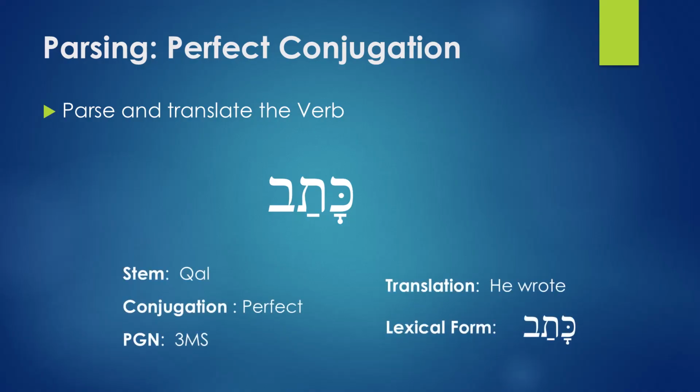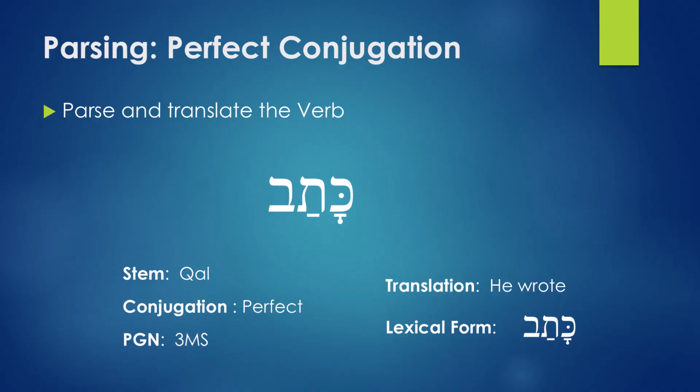Now katav has no suffixes, and we said the 3ms, the third masculine singular, is the one that is simple and basic. It has no suffixes added. And so katav is 3ms: third person, masculine, singular. The conjugation is perfect. For now, the conjugation will remain perfect until we look at the imperfect conjugation.